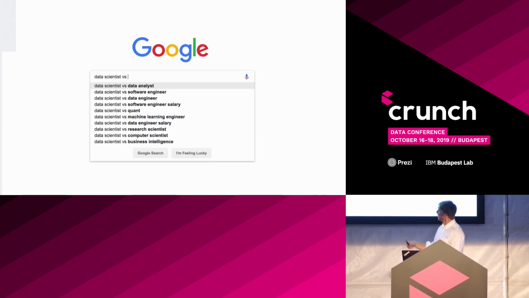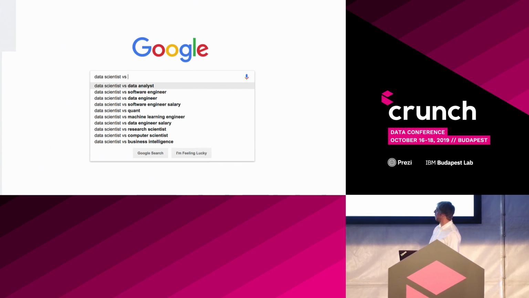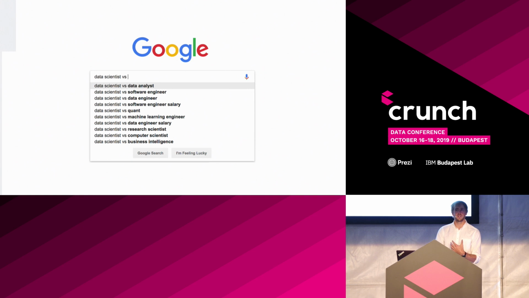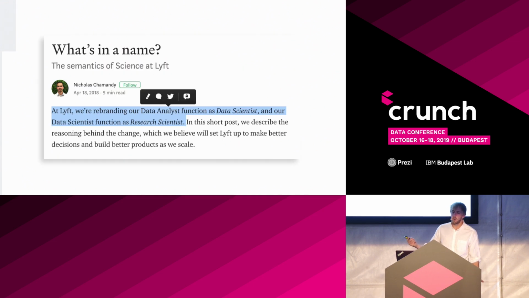If you Google data scientist versus these things, you'll see people are trying to figure out what is a data scientist versus an analyst versus a quant versus a research scientist versus business intelligence. All of these are things that people don't quite understand because the industry hasn't done a particularly good job of defining these terms. To make it more complicated, some companies are also trying to redefine these terms to make recruiting easier, or to fit within salary bands.